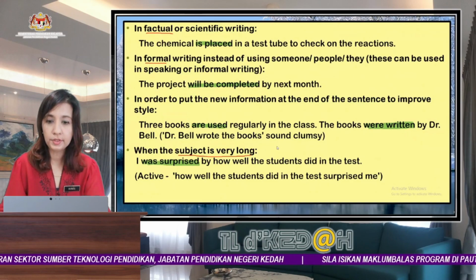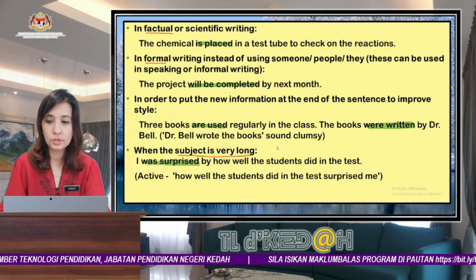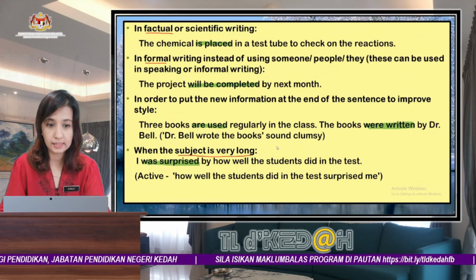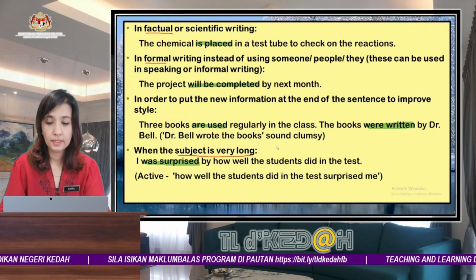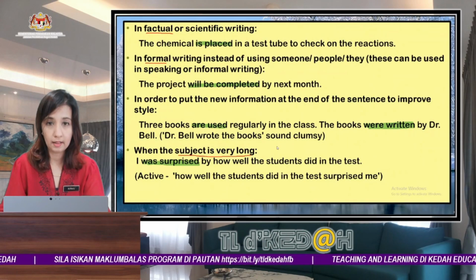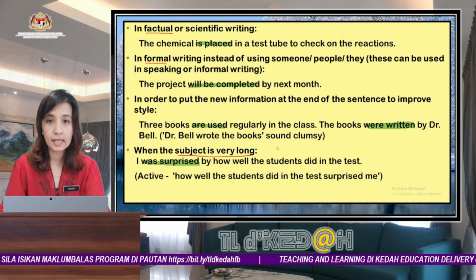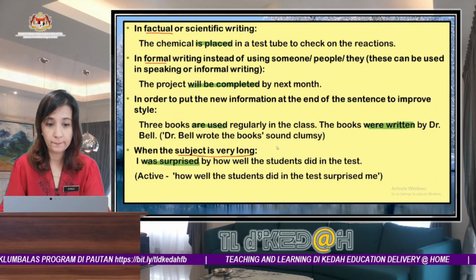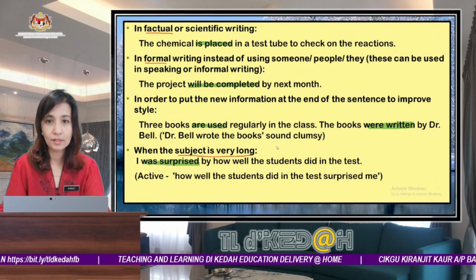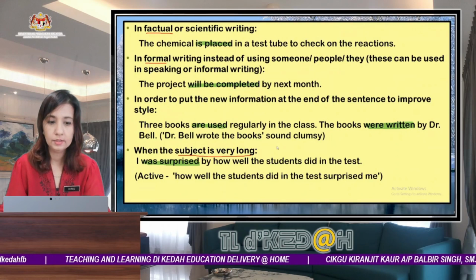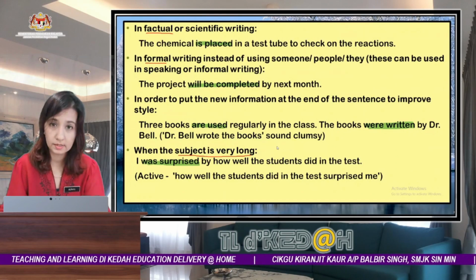Okay, in order to put new information at the end of the sentence to improve the style of writing, "Books are used regularly in the class. The books were written by Dr. Bell." So both these sentences are in passive form. If you say "Dr. Bell wrote the books," it sounds a little bit clumsy, because the focus is on the books.